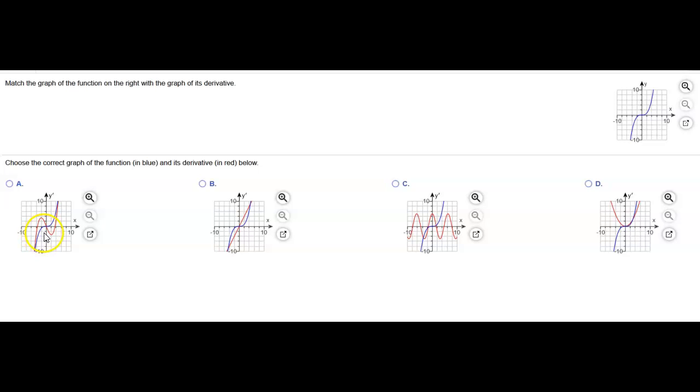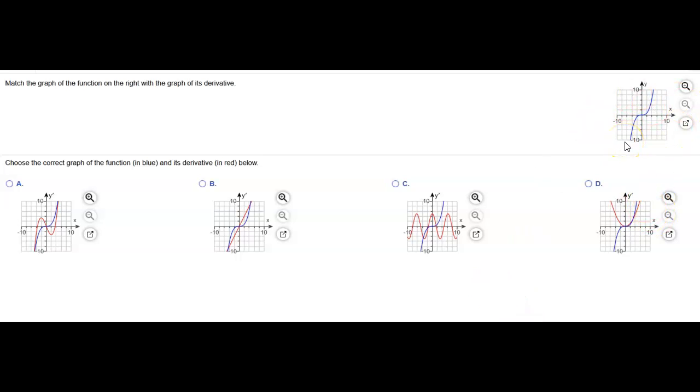So we don't actually know what the function of the derivative is, but we want to use some characteristics of the graph and the idea of the slope of the tangent line at different x values in order to maybe use a process of elimination to hone in on which of these red curves is the graph of our derivative function. All right, so let's take a look at this first one.